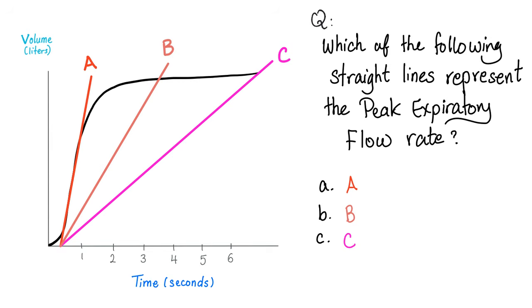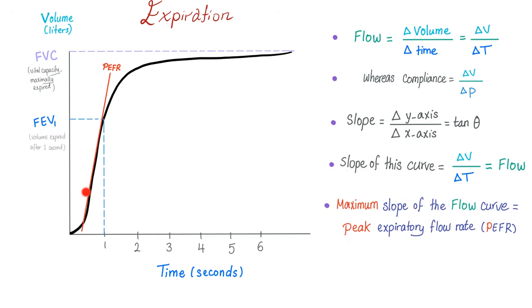And the answer is whoever has the greatest angle. The biggest angle is going to be A. So A is the peak expiratory flow rate, or PEFR. Don't ever forget that. At the PEFR, the flow is the greatest. So again, PEFR is here. This is the maximum slope of the curve.